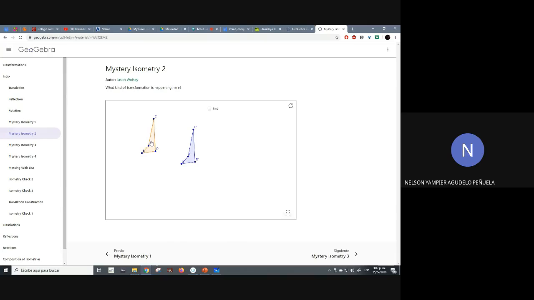What is this? Let me move the original and you will see. What do you think is this one? I am moving it. Translation, reflection, or rotation?